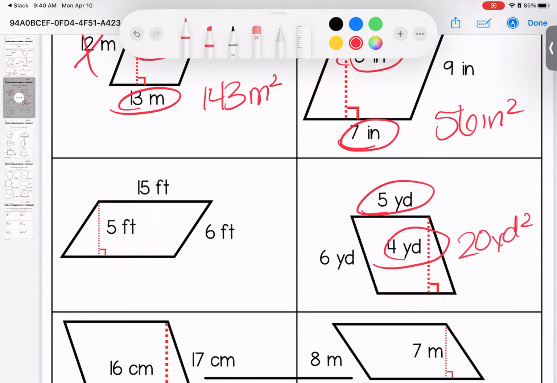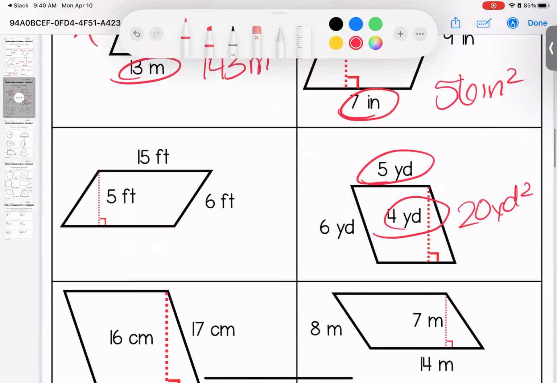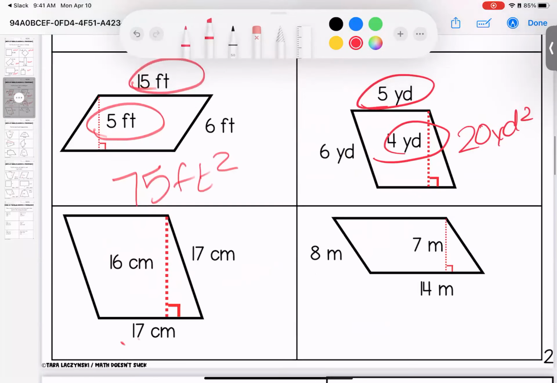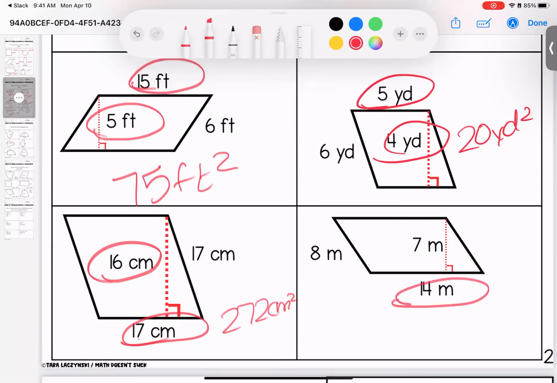Don't get confused just because I gave you the top measure instead of the bottom. Still going to be the same thing. Base times height, 15 times 5, 75 feet squared. Base times height, 272 centimeters squared. Base times height, 98 meters squared.